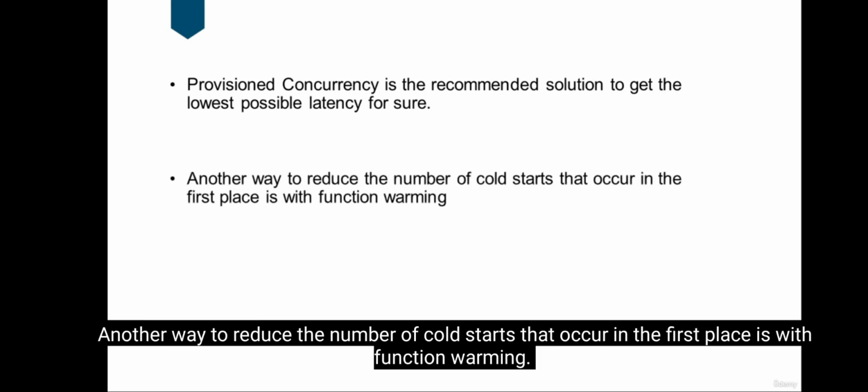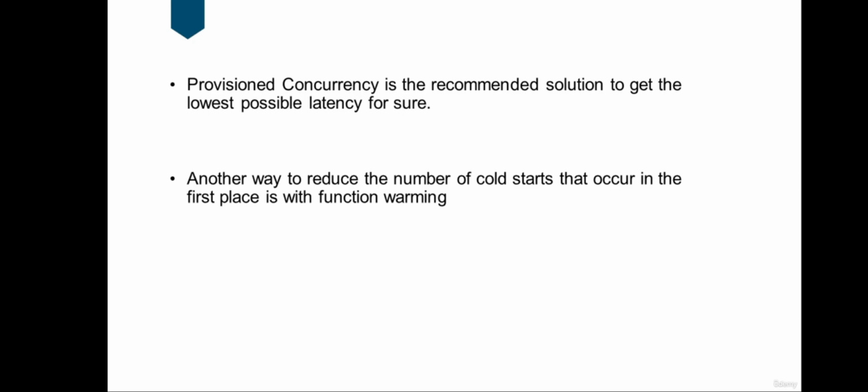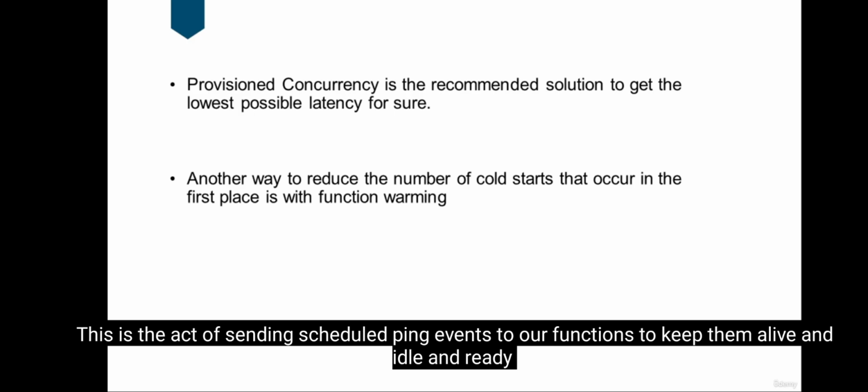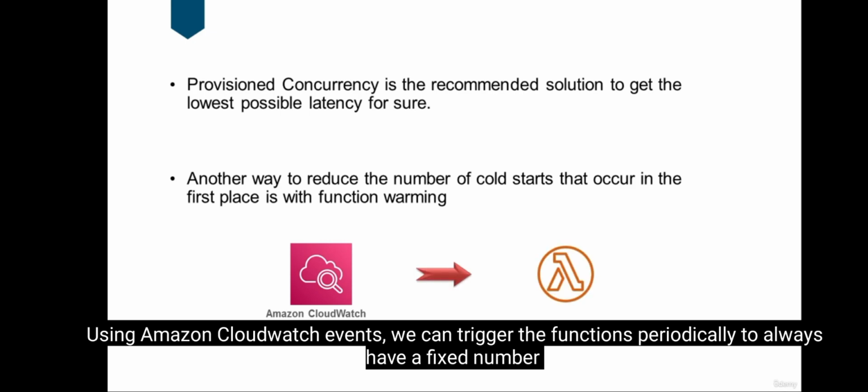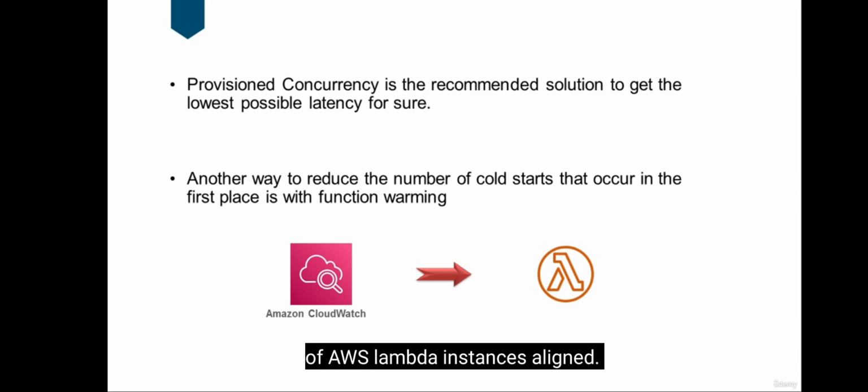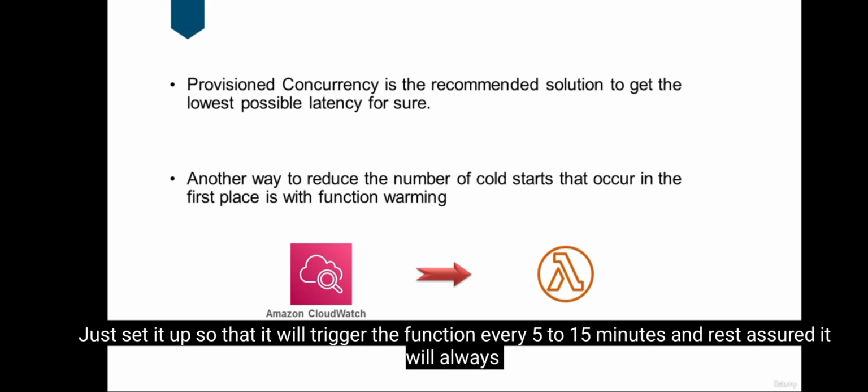Fourth, another way to reduce the number of cold starts that occur in the first place is with function warming. This is the act of sending scheduled ping events to our functions to keep them alive and idle and ready to serve requests. Using Amazon CloudWatch events, we can trigger the functions periodically to always have a fixed number of AWS Lambda instances alive. Just set it up so that it will trigger the function every 5 to 15 minutes and rest assured, it will always be idle.